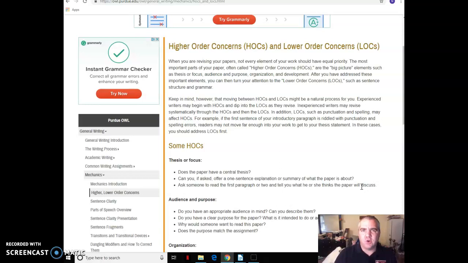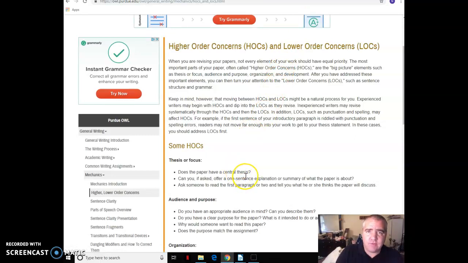Word choice, very important. However, those aren't the things that really drive the paper. They're not at the heart of it. What's really at the heart of an essay is the purpose, and that's a higher order concern.